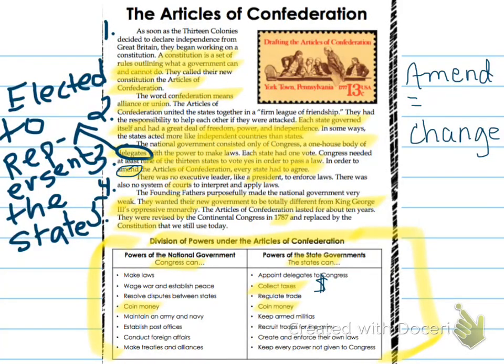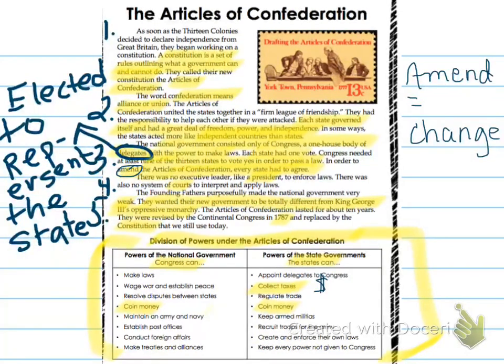So I guarantee you there were states out there with their own money that was different from another state. Say you lived in Pennsylvania, you might have your own money there. But you go to Virginia, they have their own set of money. Not working out well. Back on the Congress side, right here, maintain an army. Okay, that's pretty cool. We get that.